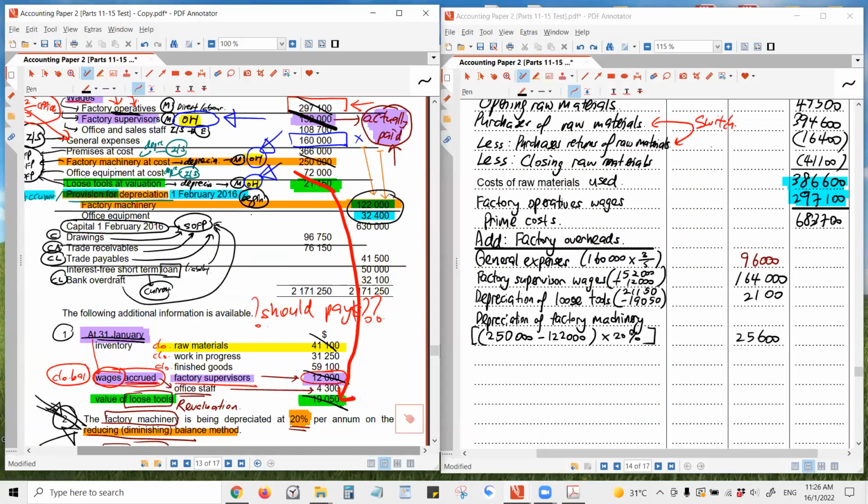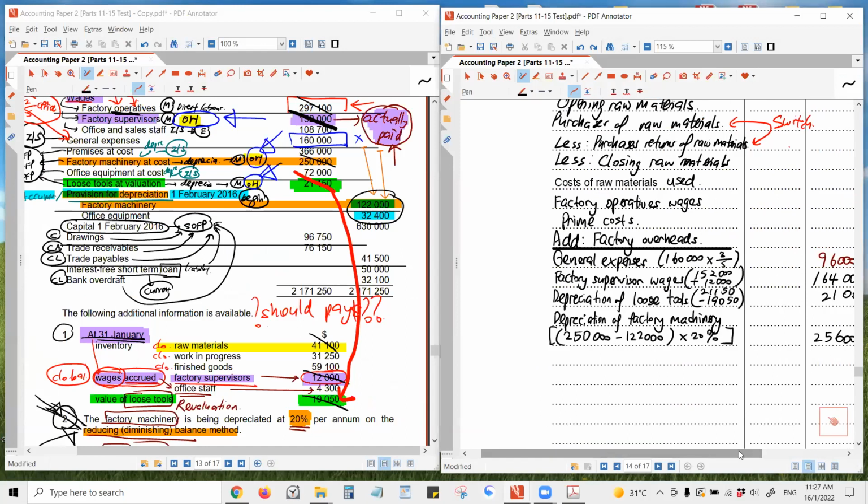Now, also one thing, a common mistake made by students: some students may tend to write "provision for" in front. Don't. We are doing a manufacturing account here. Even in the income statement, you should not have this term "provision for". You are just showing the current year's depreciation. Don't show "provision for" in front.